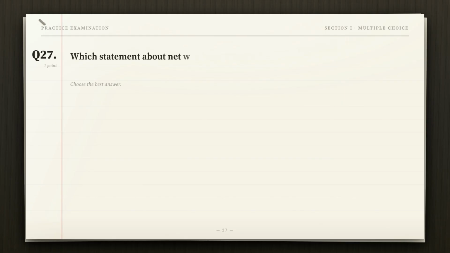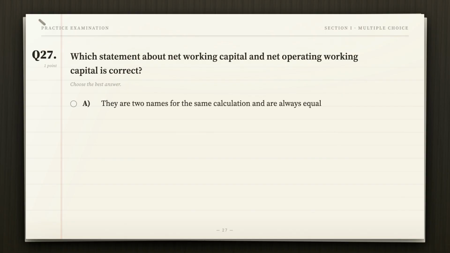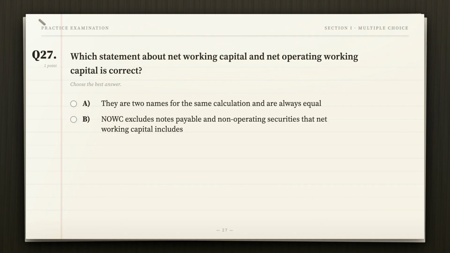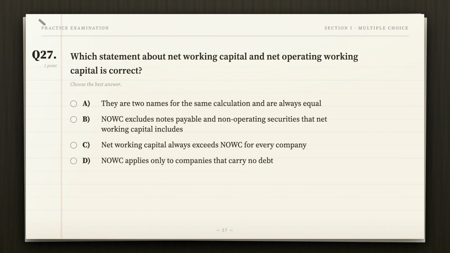Question 27. Which statement about net working capital and net operating working capital is correct? Your options are: A. They are two names for the same calculation and are always equal. B. NOWC excludes notes payable and non-operating securities that net working capital includes. C. Net working capital always exceeds NOWC for every company. D. NOWC applies only to companies that carry no debt. Before I reveal it, which one do you think is right?